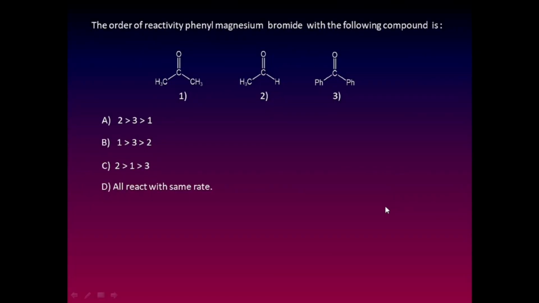Okay, so the next question is: the order of reactivity of phenyl magnesium bromide with the following compounds is. Here you have given 3 compounds. You should find the reactivity of the following compounds with phenyl magnesium bromide. For this you must know the mechanism of the reaction. So let's find out.